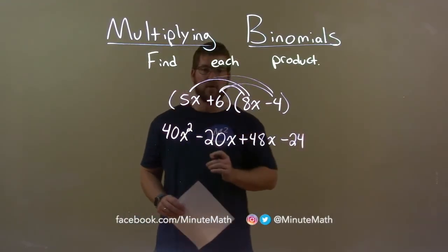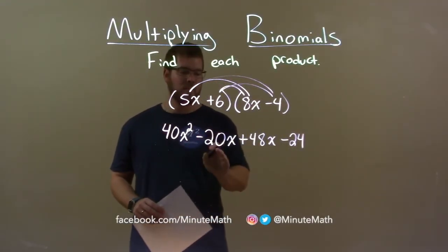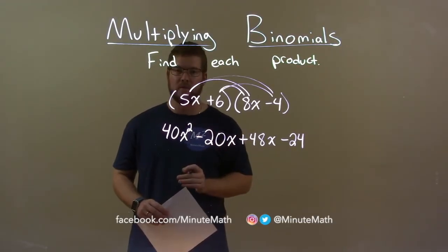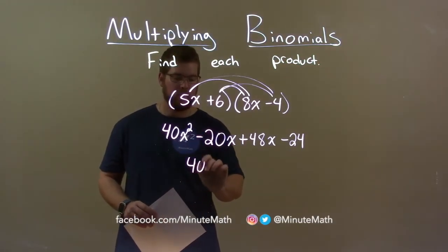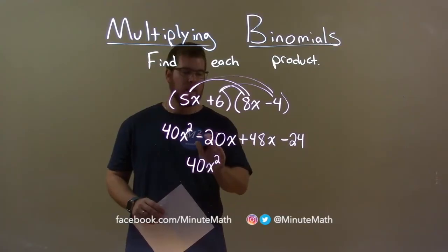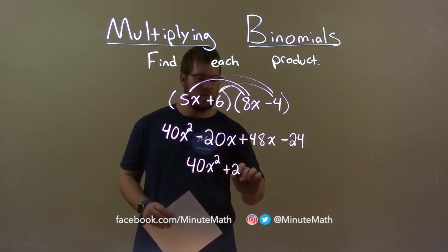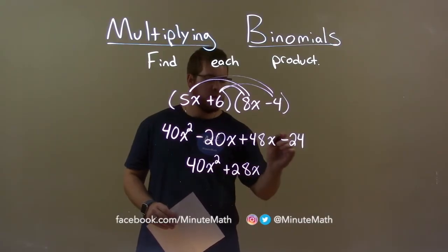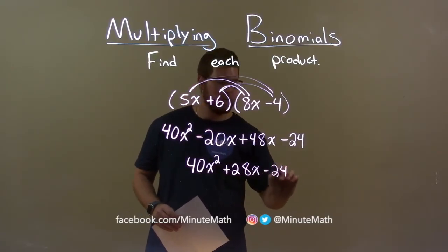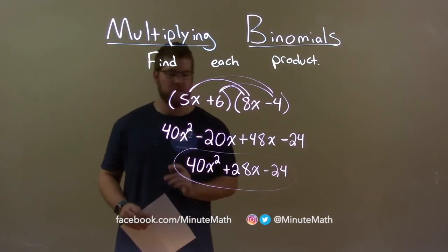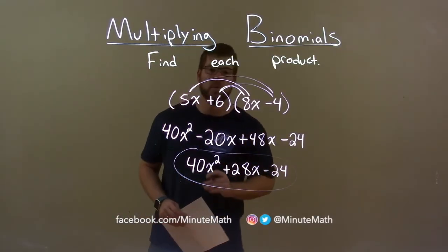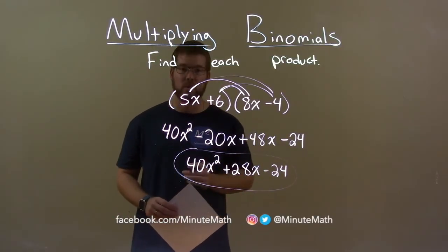We now want to combine our like terms, which is just the minus 20x and plus 48x. Bring down the 40x squared, and minus 20x plus 48x is a plus 28x. Bring down the minus 24, and our final answer here is 40x squared plus 28x minus 24.